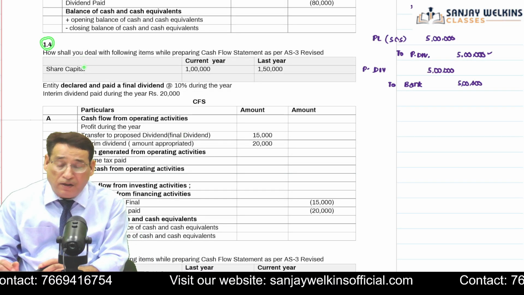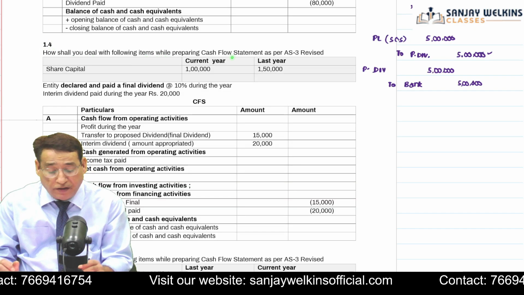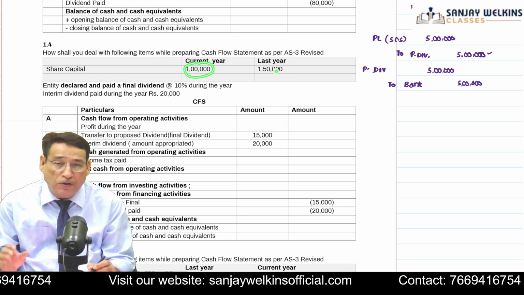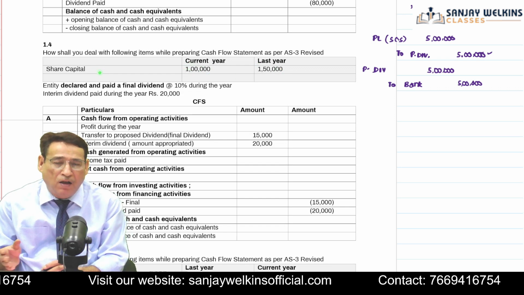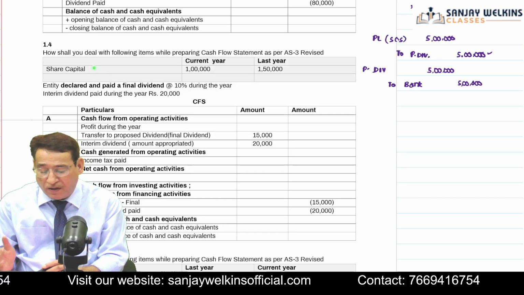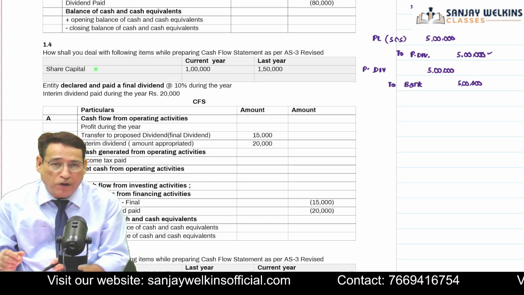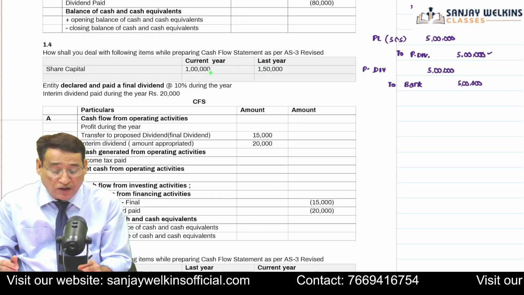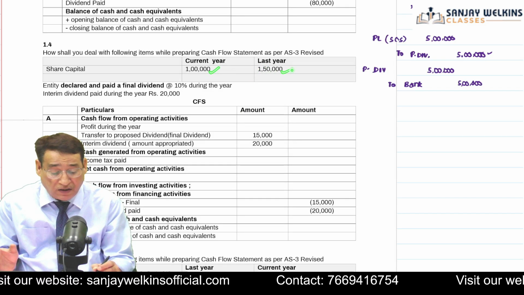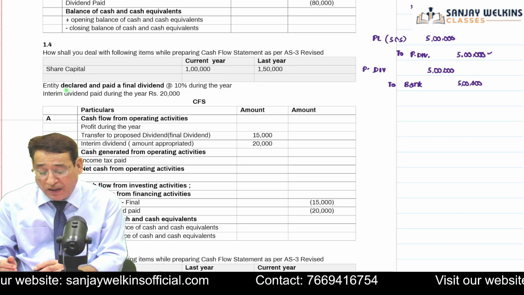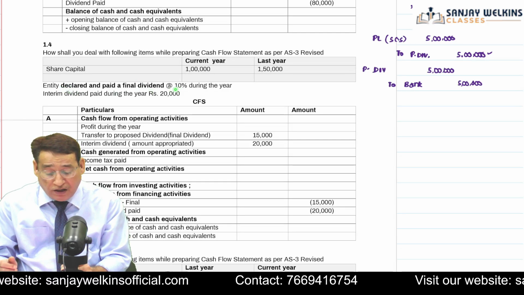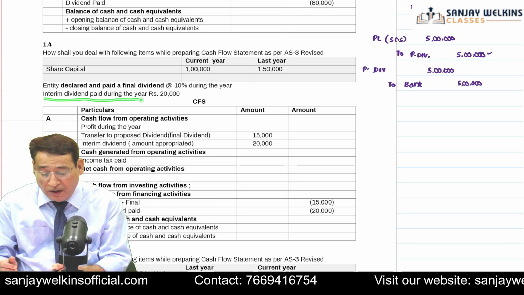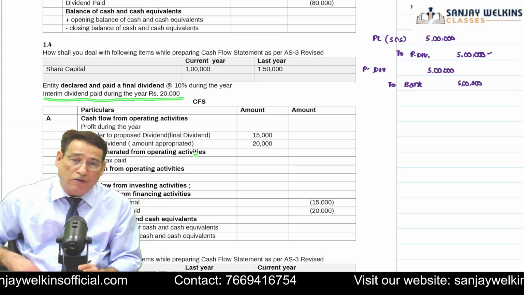1.4. Here it is written, how shall you deal with the following items while preparing cash flow statement? Once again, share capital is given to you as 1 lakh. If nothing is written as prefix or suffix, with respect to share capital always presume it as equity share capital. This year it is 1 lakh and last year is 1 lakh 50. The question says the entity declared and paid a final dividend of 10% during the year, and besides that, interim dividend paid during the year 20,000.